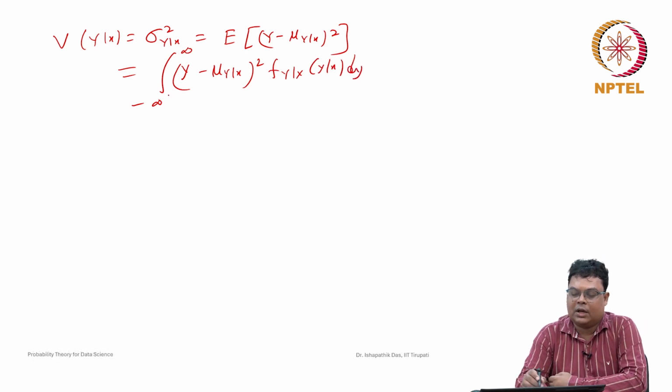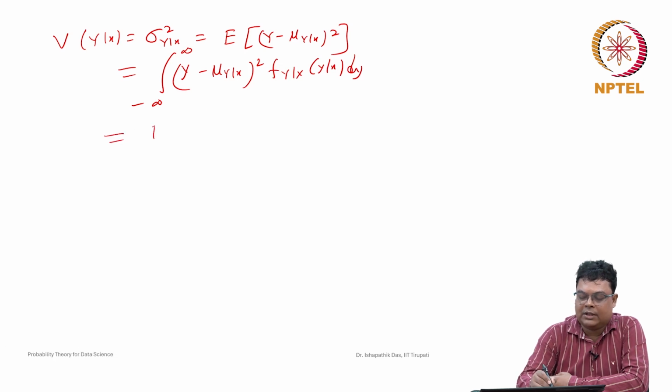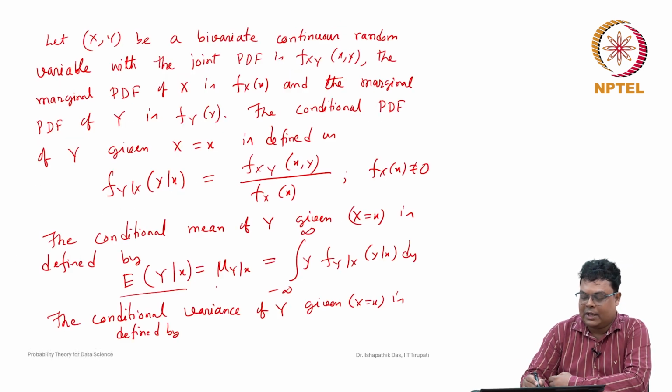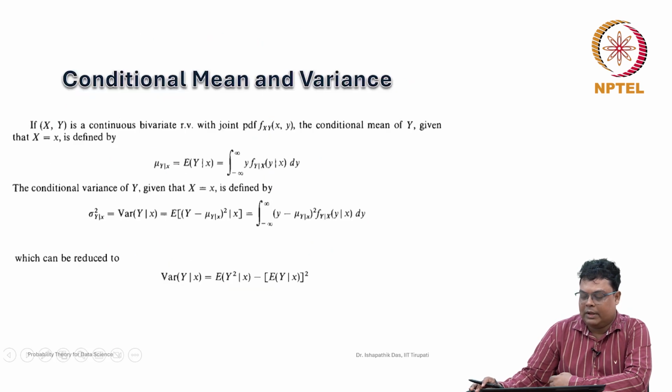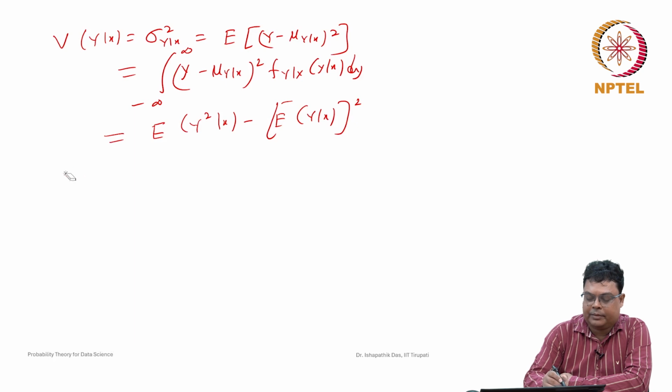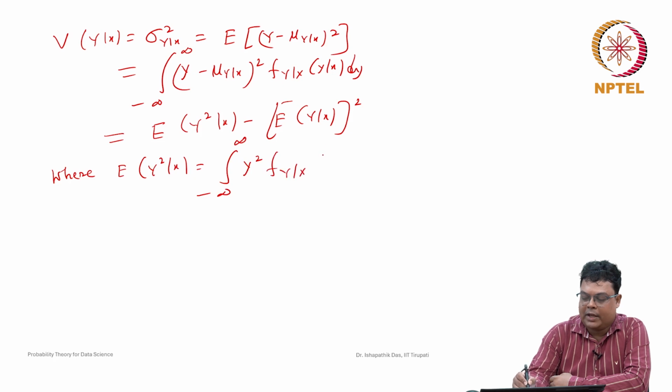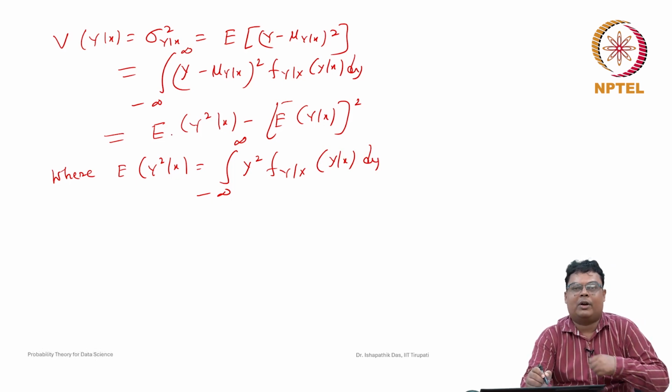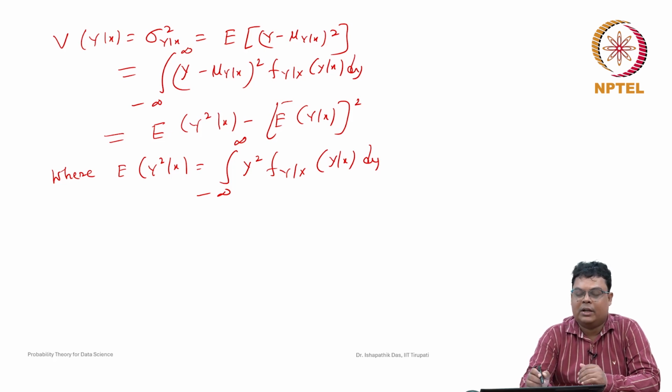Now this is a little complicated to compute, so we use the simplified form. This is nothing but the expected value of y square given x minus the expected value of y given x whole square. The expected value of y given x we already defined here as mu y given x. And the expected value of y square given x is the integral from minus infinity to plus infinity of y square times f of y given x dy. How they are equivalent we have already discussed for general random variables, so you can go through that. This is nothing but the mean and variance with respect to the conditional probability density function when we are discussing continuous random variables.